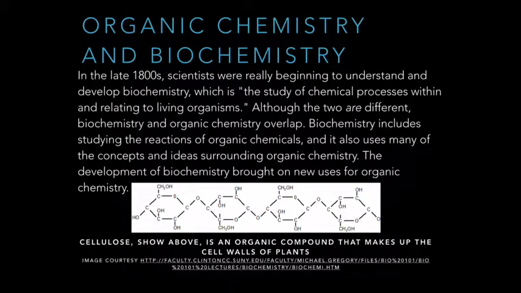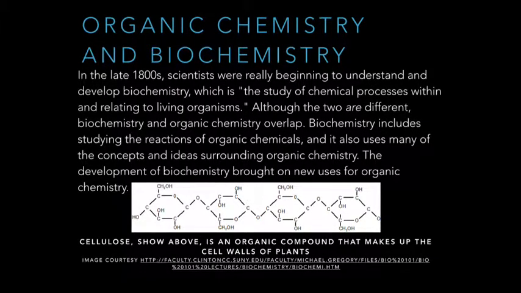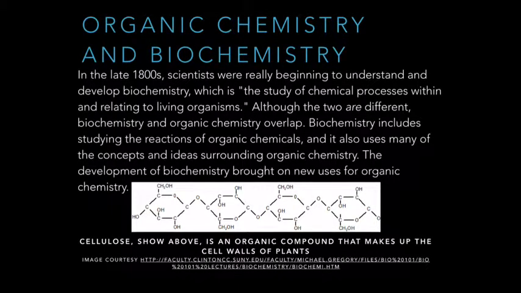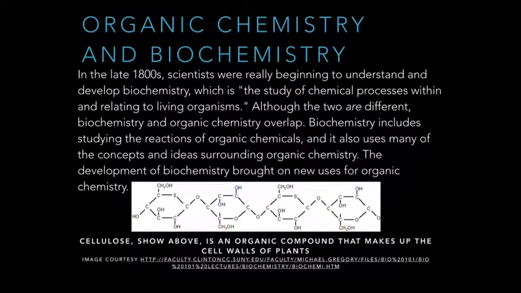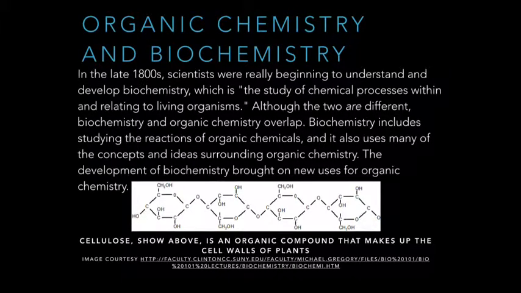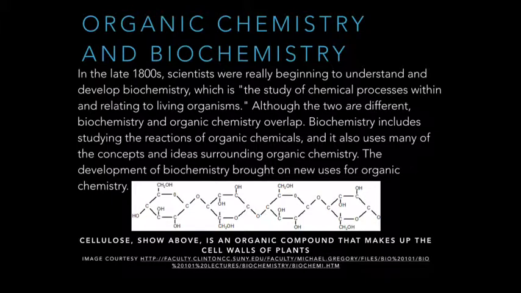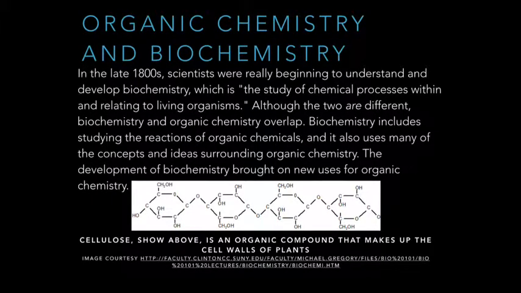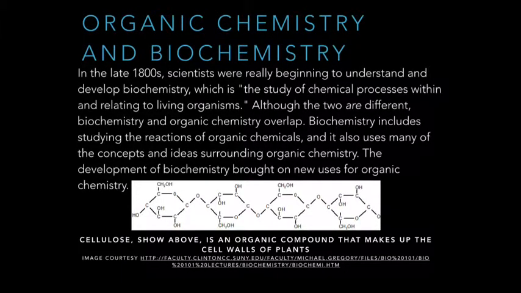Organic chemistry and biochemistry. In the late 1800s, scientists were really beginning to understand and develop biochemistry, which is the study of chemical processes within and relating to living organisms. Although the two are different, biochemistry and organic chemistry overlap. Biochemistry includes studying the reactions of organic chemicals, and it also uses many of the concepts and ideas surrounding organic chemistry. The development of biochemistry brought on new uses for organic chemistry.